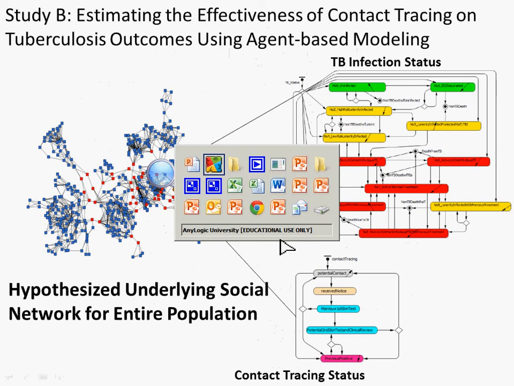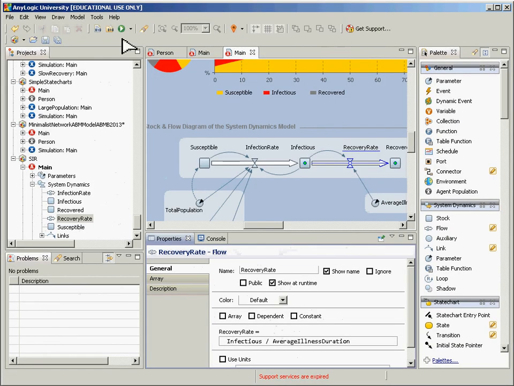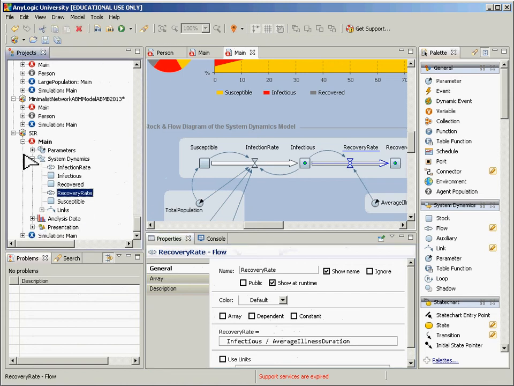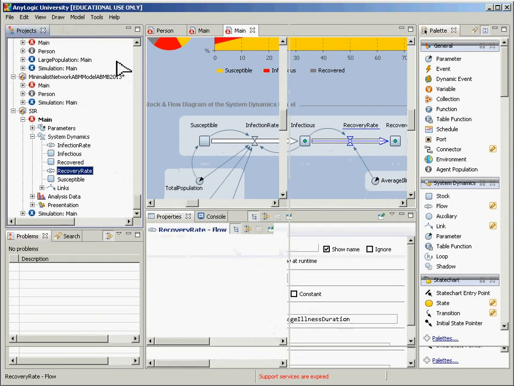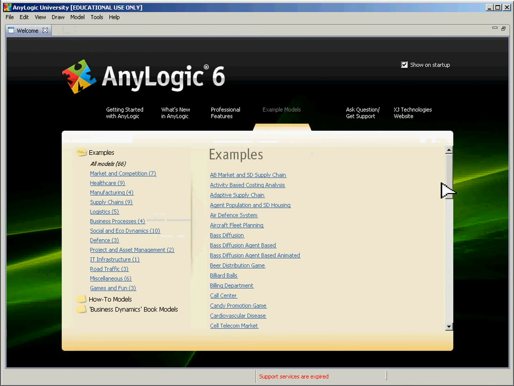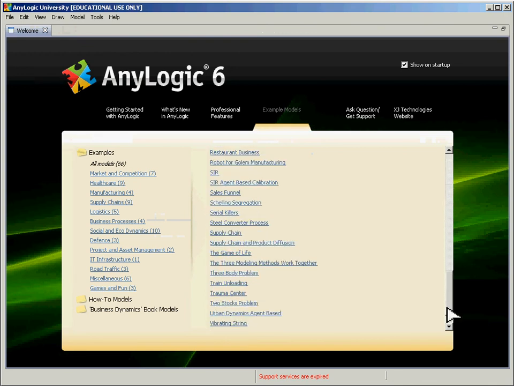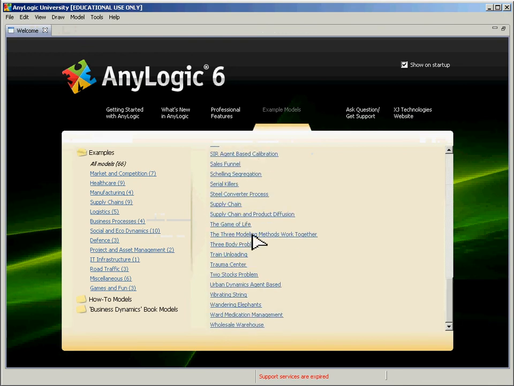Okay. I'd like now to take a look at the third type of modeling. So this was the SIR model with system dynamics, and we'll talk about some of the trade-offs. I'd like to talk about the third type of modeling. So if you go to help, example models, and I think this one, yes, if you scroll down on the right, it's called Trauma Center.